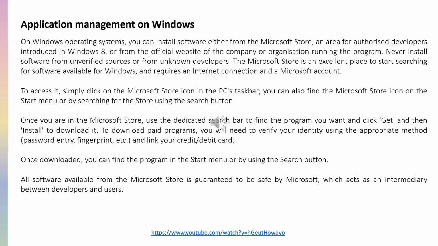To download paid programs, you will need to verify your identity using the appropriate method, password entry, fingerprint, etc., and link your credit card or debit card. Once downloaded, you can find the program in the Start menu or by using the search button. All software available from the Microsoft Store is guaranteed to be safe by Microsoft, which acts as an intermediary between developers and users.